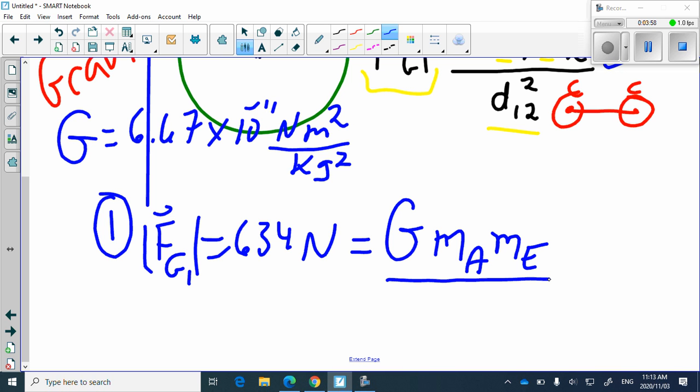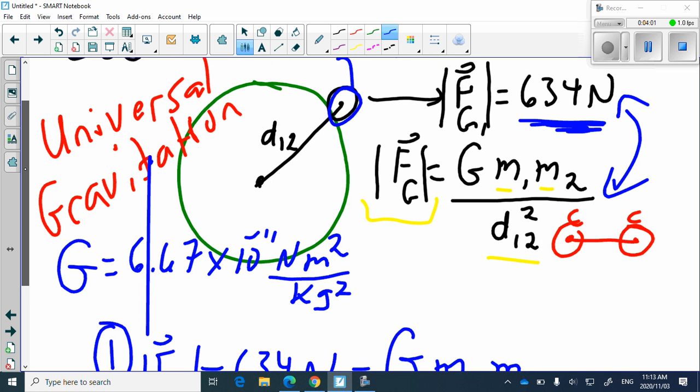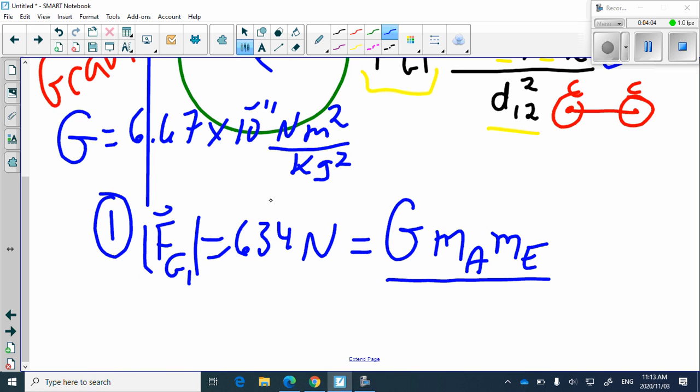Well, the distance that they are center to center, if you take a look at this diagram, oh my goodness, why is it doing that?